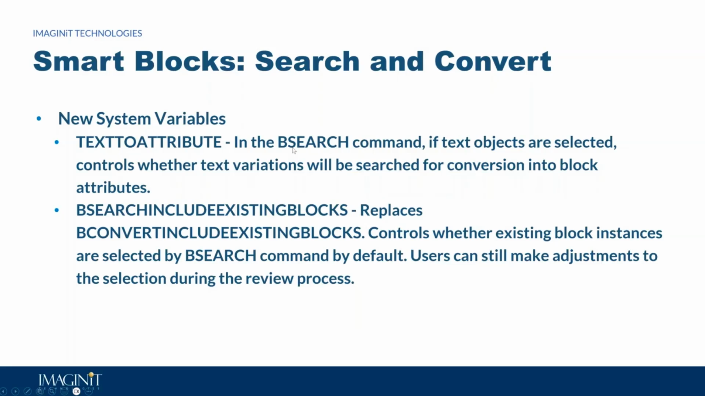New system variables: text to attribute. In the bSearch command, if text objects are selected, it controls whether or not text variations will be searched for conversion into block attributes. The bSearch include existing blocks variable replaces bConvert include existing blocks. It controls whether existing block instances are selected by the bSearch command by default. Users can still make adjustments to the selection during the review process.